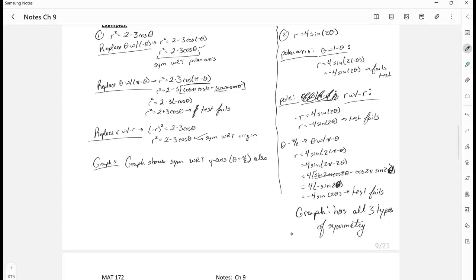So if a test fails, you have to check the graph to see if it has that symmetry. If the test works, then you're guaranteed to have that symmetry.